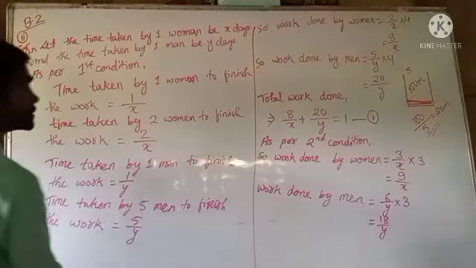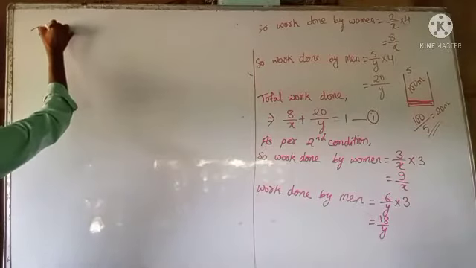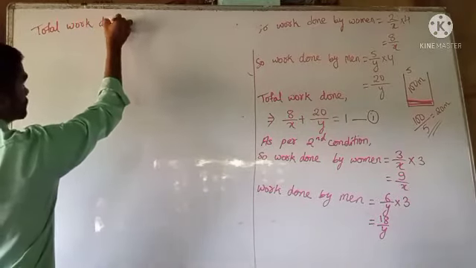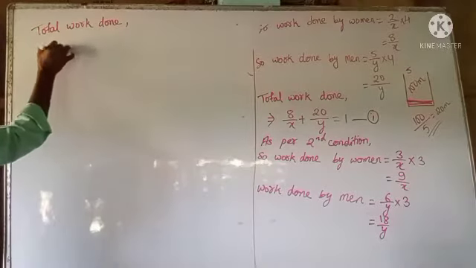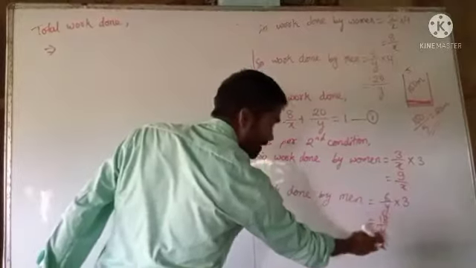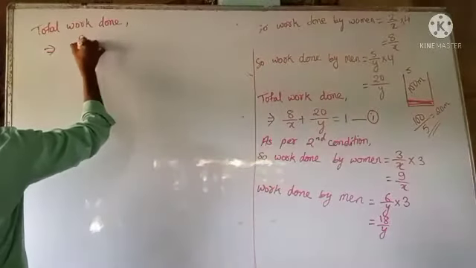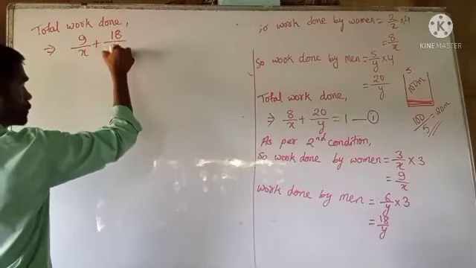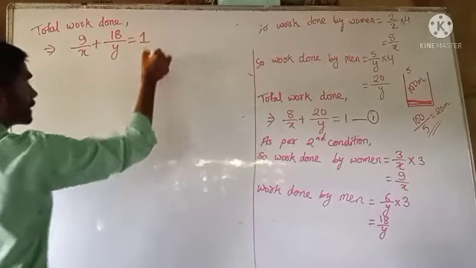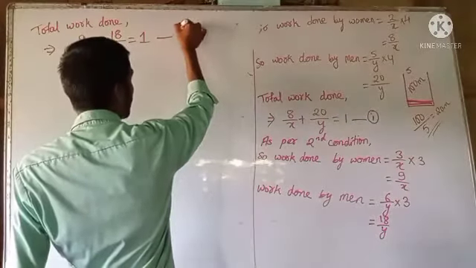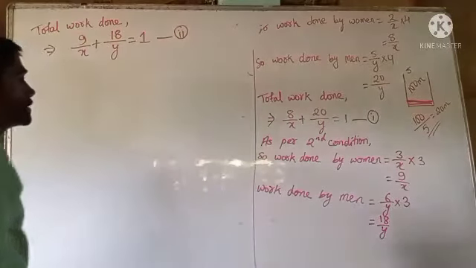So now we'll form our second total work done. What is the total work done here? It is, that is 9 by x plus 18 by y. 9 by x plus 18 by y is equal to, they are finishing one embroidery work here also. So that is equation 2. Now we will solve equation 1 and equation 2.